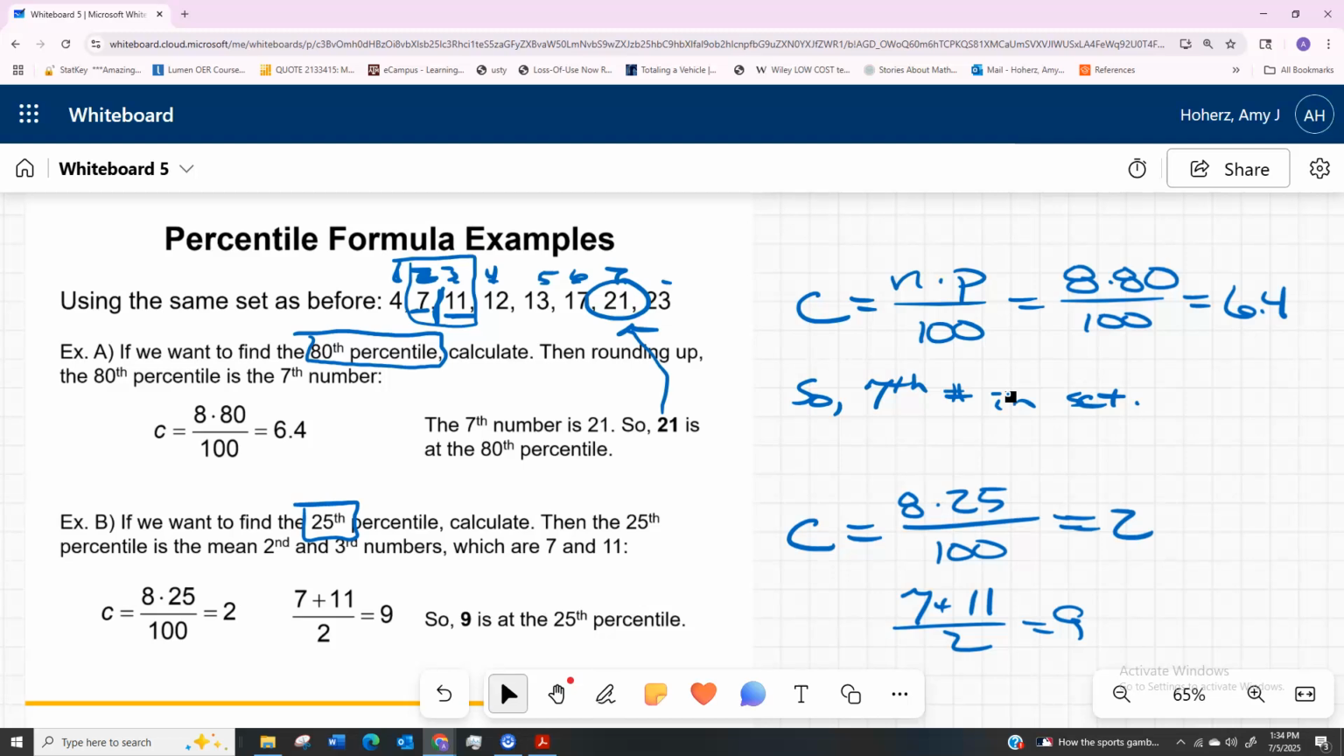Okay. So we got an example of each. If you get confused on your homework, you can always come back and look at these 2 examples.